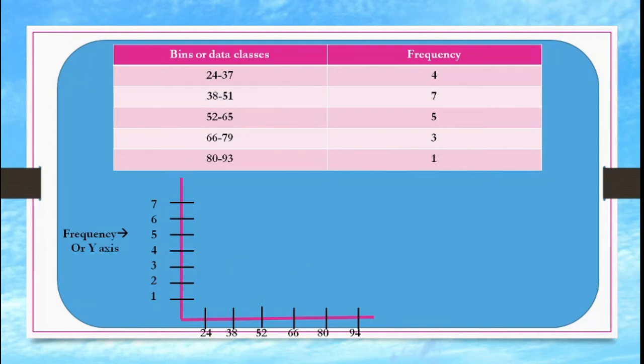Now the time to check: 24 to 37, there are 4, so we will draw a bar up to 4 frequency. Then 38 to 51, there are 7, so we will draw a bar of 7 frequency. Next, like that, and finally it is only 1, so we will do it like that. So this way you can generate your histogram manually. It's really very easy. I hope you understood.